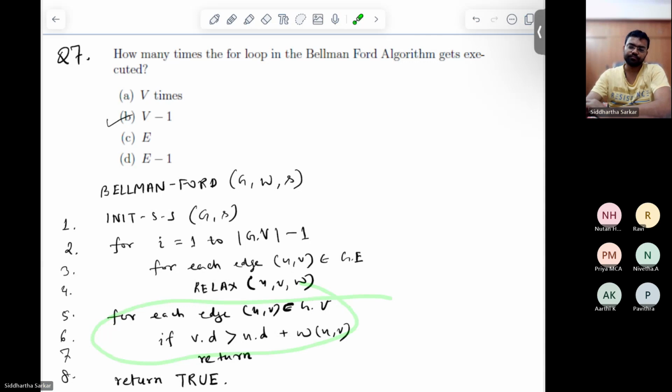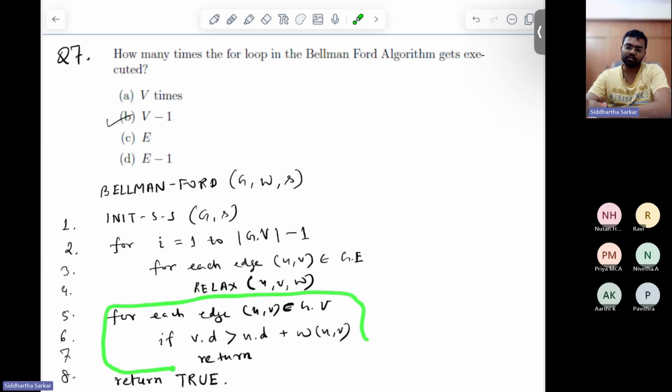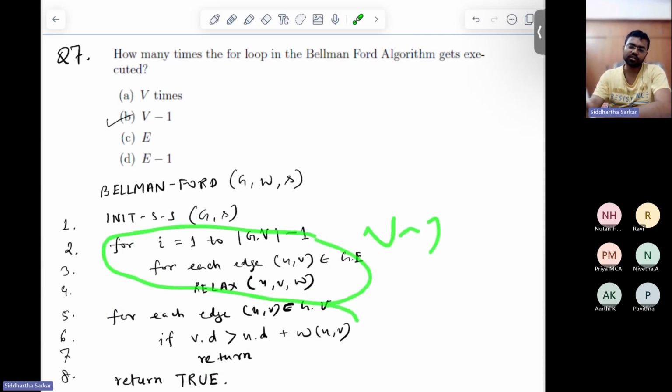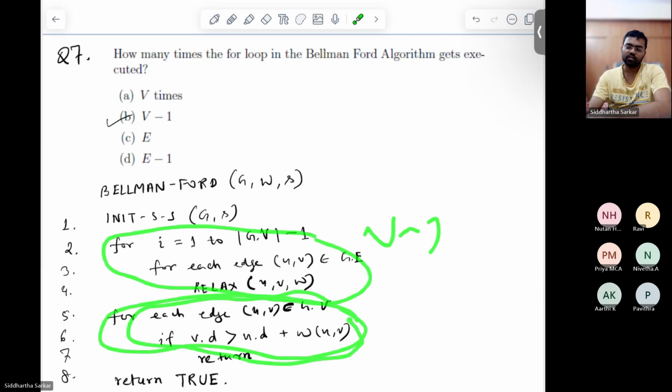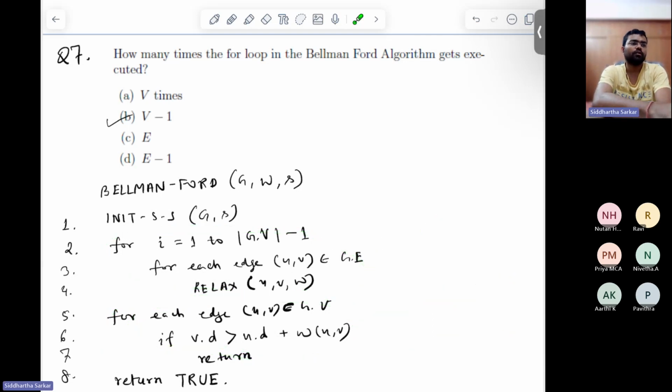So basically, this for loop is run V minus 1 times, and this for loop is run once for every edge. If you consider this loop, that is V minus 1. If you also consider this additional iteration to detect negative cycles, then the answer would be B. It depends on how you interpret your answer.